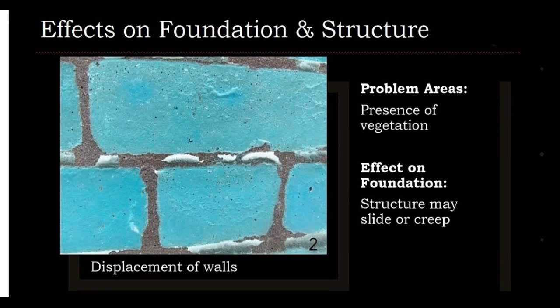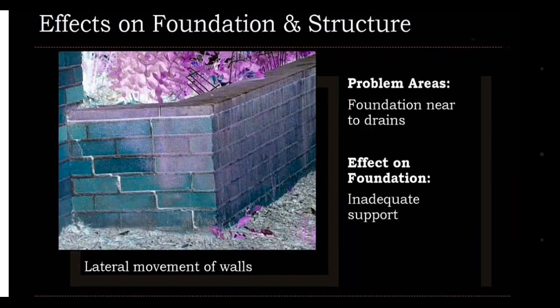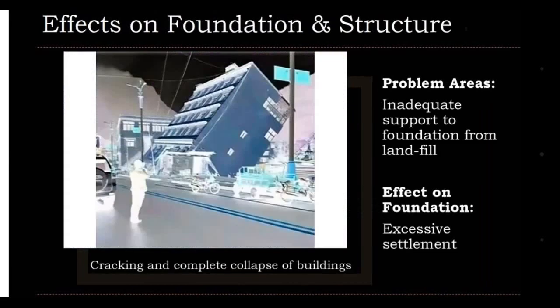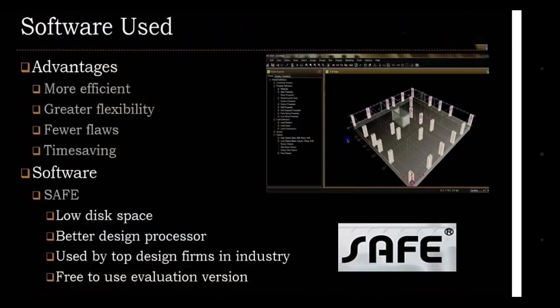Next is displacement of wall. The problem area is presence of vegetation, and the effect on foundation is that the structure may slide or creep. Next is lateral movement of wall. The problem area is foundation near a drain, and the effect on foundation is inadequate support. Next is cracking and complete collapse of building. The problem area is inadequate support to foundation from landfill, and the effect on foundation is excessive settlement. Next we talk about the software which we use to design a foundation.